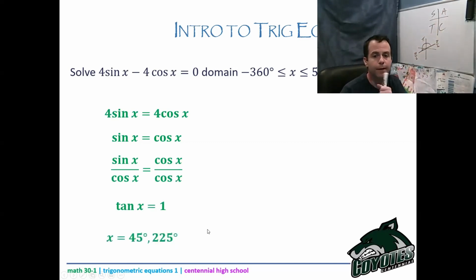So 45 degrees and 225 degrees because I'm supposed to be talking in degrees. Sorry, I just realized I got all gung-ho with radians. 45 degrees and 225 degrees. So those are my answers from 0 to 360.